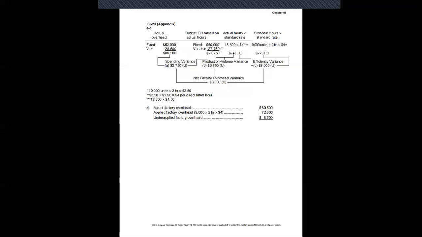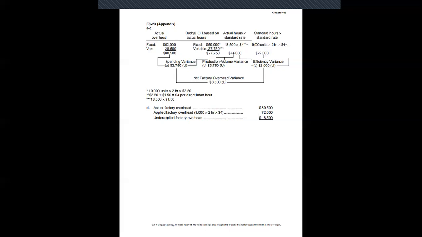Then in E823, using the data given in E817, calculate the following overhead variances: spending, production volume, then efficiency, and was the overhead over or under applied. So we now go back to E817, fixed overhead of 52,000 and variable of 28,500. So the total is 80,500.